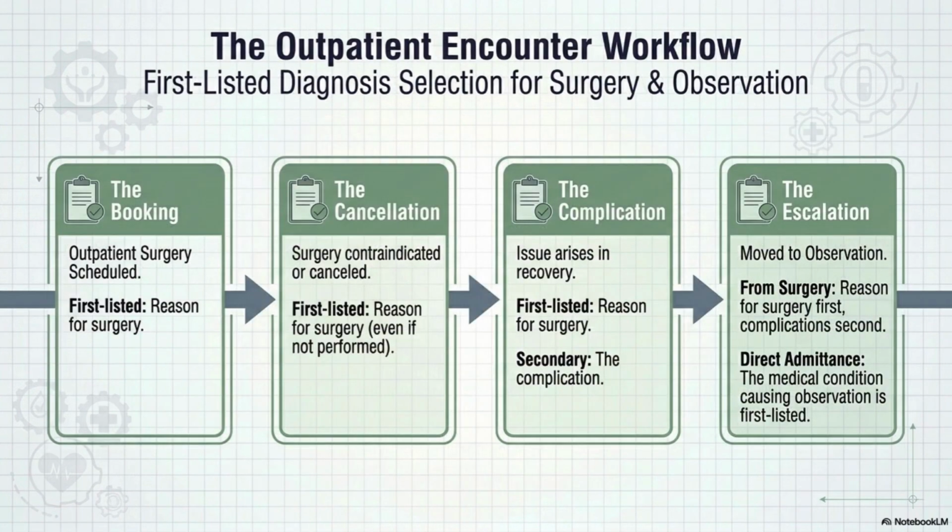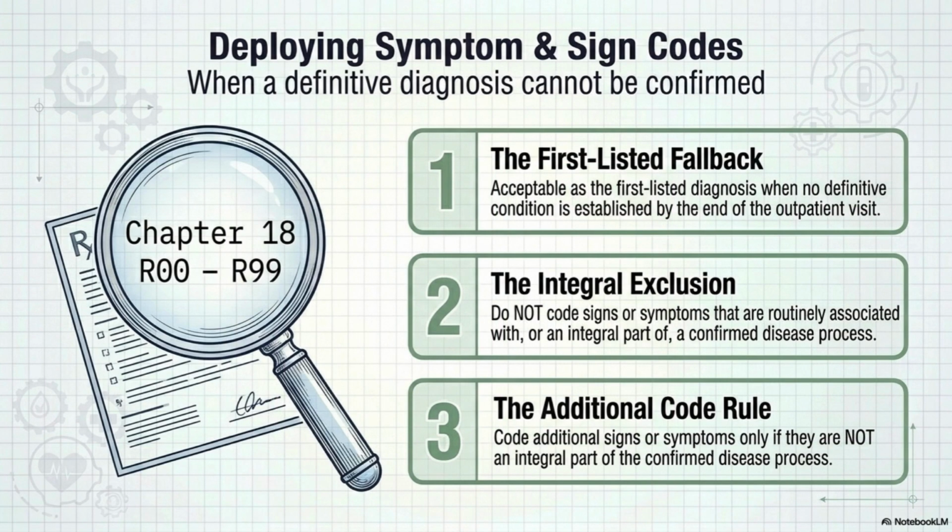When a patient comes in for outpatient surgery, the first listed diagnosis is always the reason for the surgery, even if the surgery gets cancelled. If complications happen, the reason for surgery stays first, and the complication becomes secondary. If the patient ends up in observation, the sequencing depends on whether they came from surgery or were admitted directly for a medical condition. Symptom codes are your backup plan when no definitive diagnosis is confirmed.